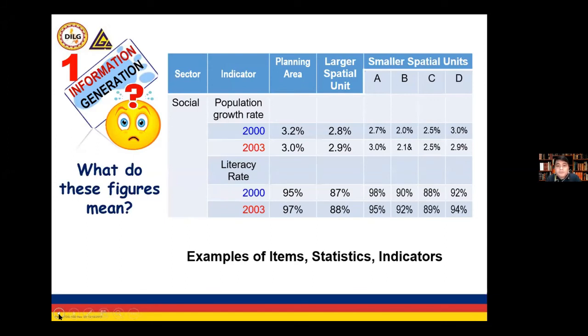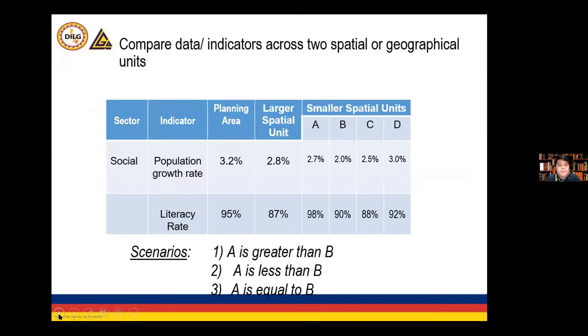Hanggang dyan lang ba yan na present natin? Okay, ang 2,000, 3.2%, 2.0%. Of course, as planners, we do not settle for merely data. We proceed in analyzing what do this data mean. So, in analyzing, we proceed to comparing this data or indicators across two spatial or geographical units.